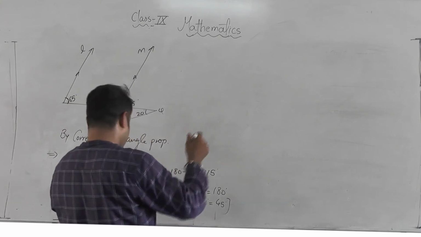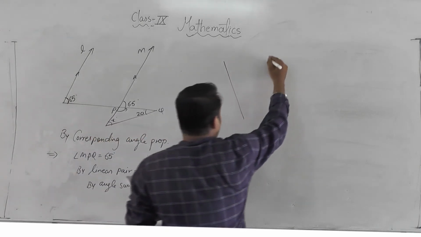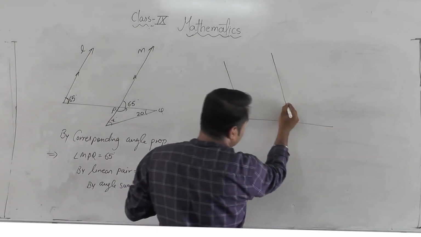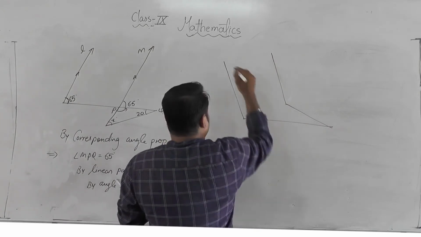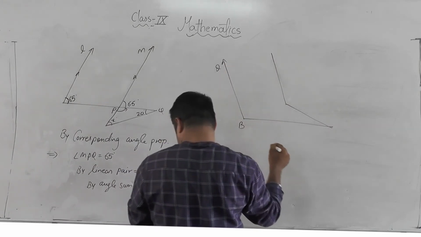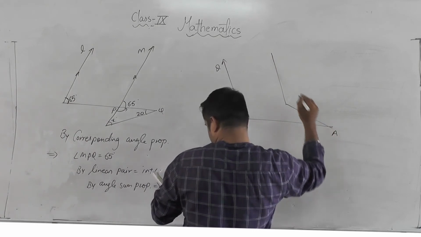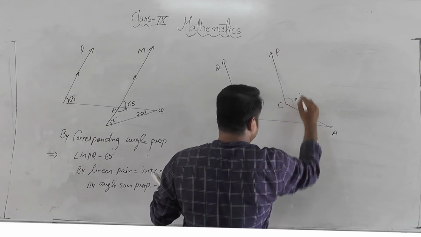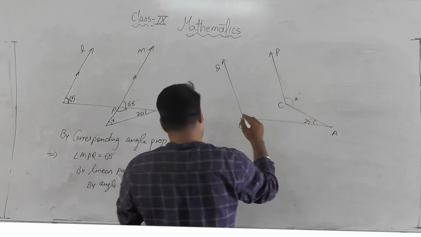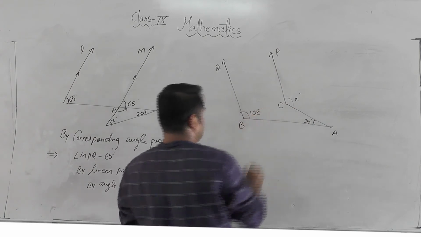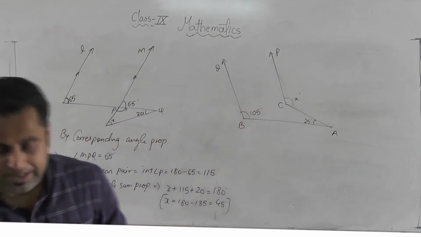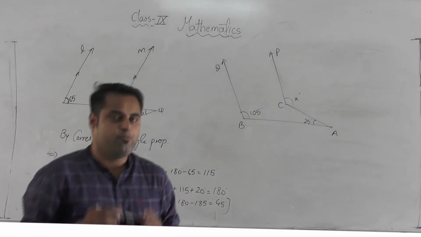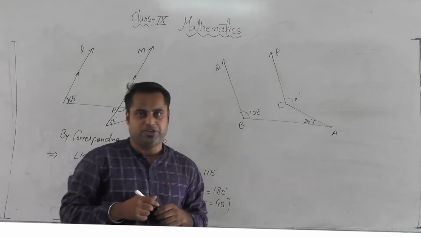It is quite a different diagram. That's parallel but joined at the end. Q, B, A, T, C. This is angle X, this is 25, and this is 105. Which line has to be extended and what else do we have to do? Just have patience and keep doing it with patience.